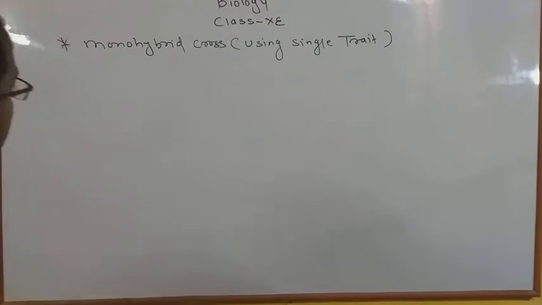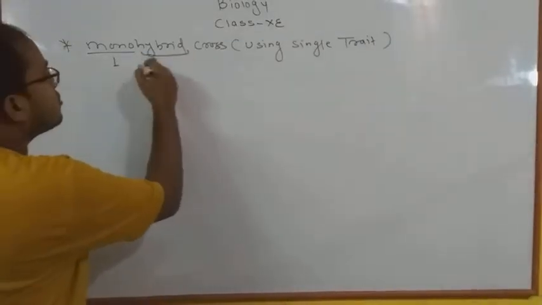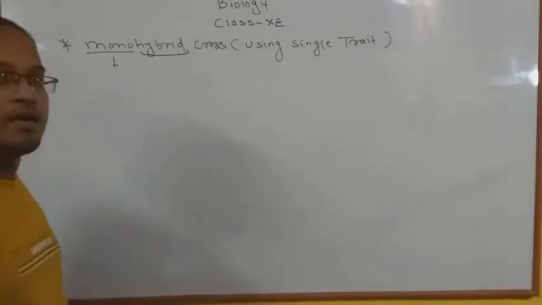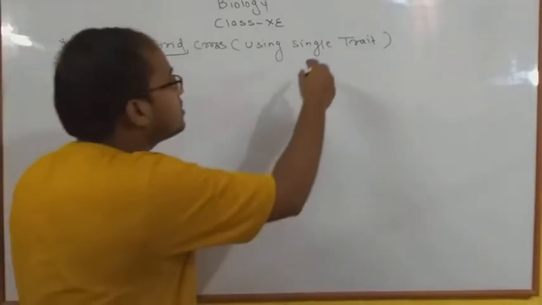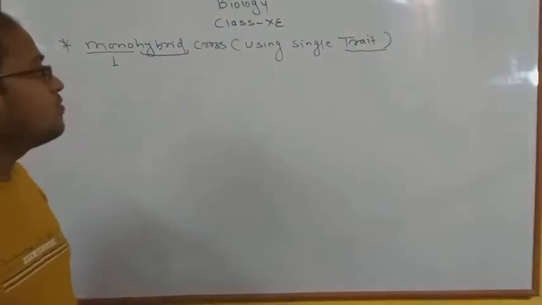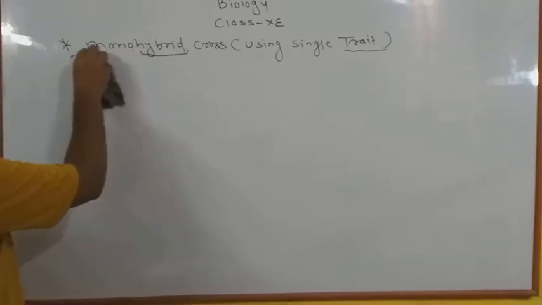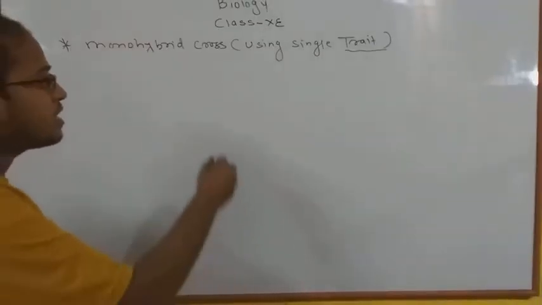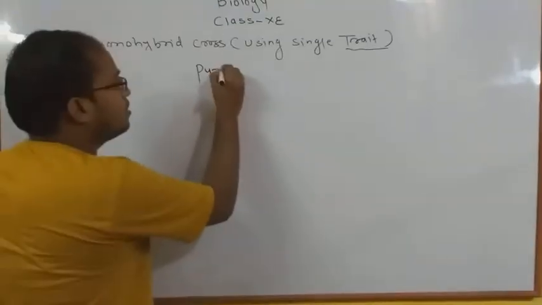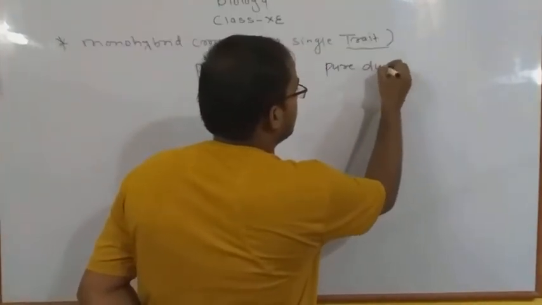First I want to tell you that mono means single and hybrid means a special type of character, together called monohybrid. Here, using a single trait, he has done the experiments of monohybrid cross. So one by one we have to discuss how the monohybrid cross plays an important role. He has taken a pure tall and a pure dwarf.